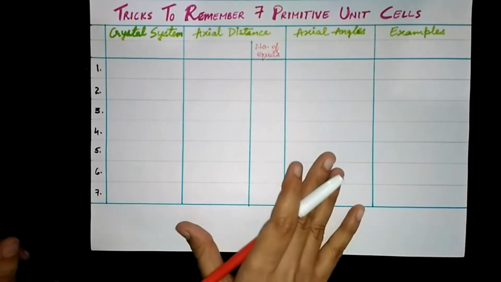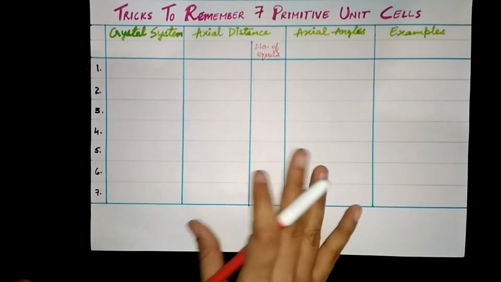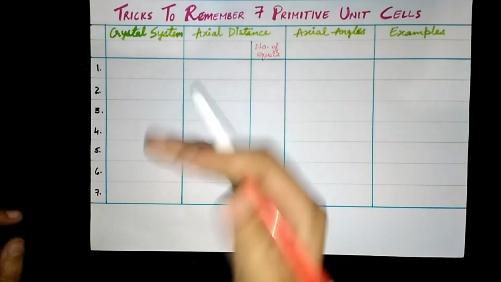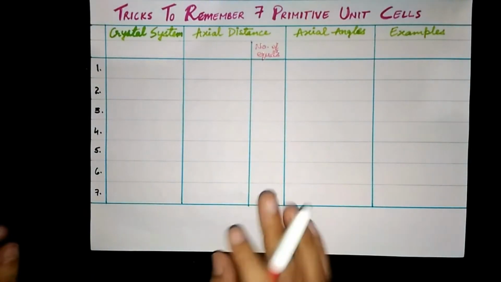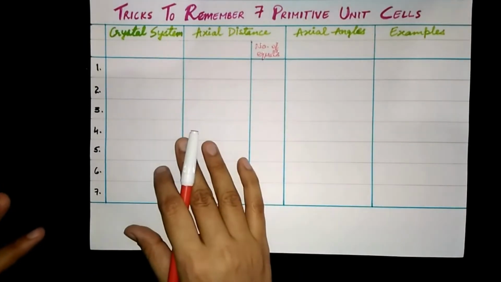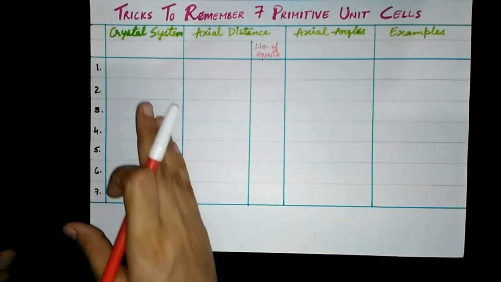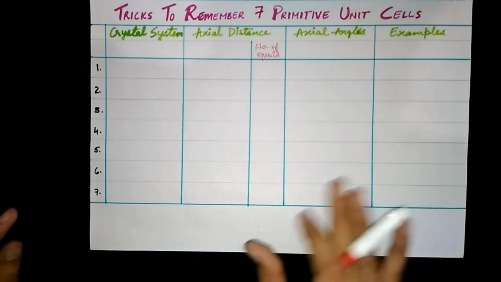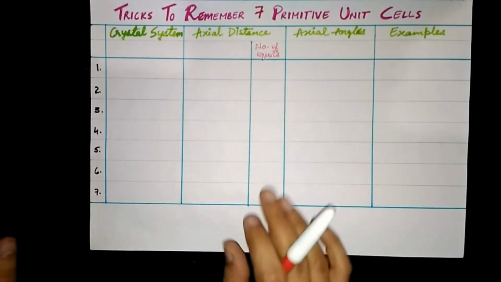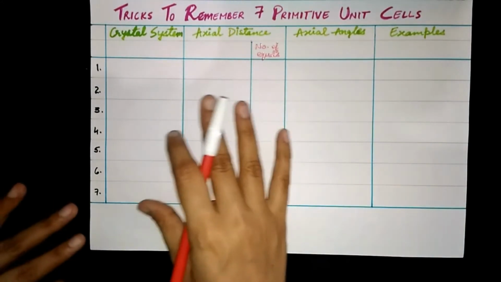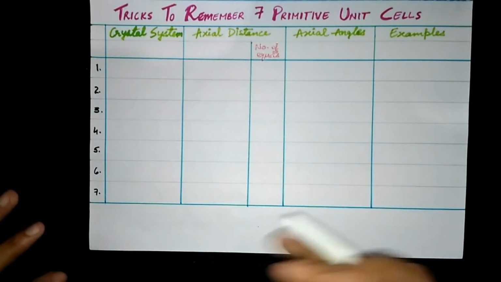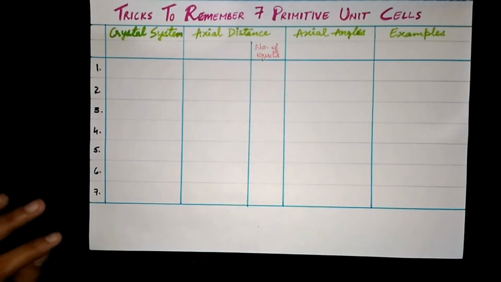So here is the video. You can see I have drawn a blank table here, so that along with me you can also draw this table and learn here itself, with no need to learn by heart, especially the crystal systems, their axial distances and axial angles. The examples you have to learn from here, because I have not mentioned a trick for the examples. I will just tell you some tips to remember these examples.